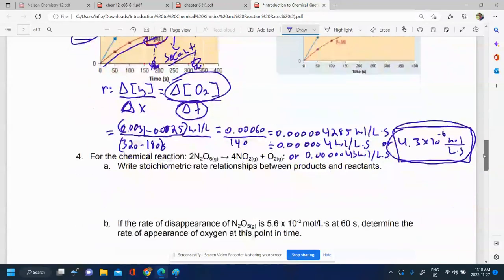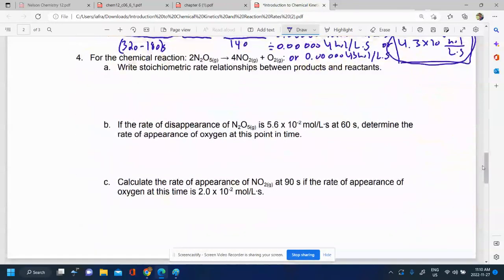In this video, we're going to take a look at a sample problem involving stoichiometric rate relationships. So what we're going to do first is write a rate relationship for the chemical equation written over here. We have this reaction here, and the question says write stoichiometric rate relationships between products and reactants. So all we're going to do is write rate relationships that equate all these components together.